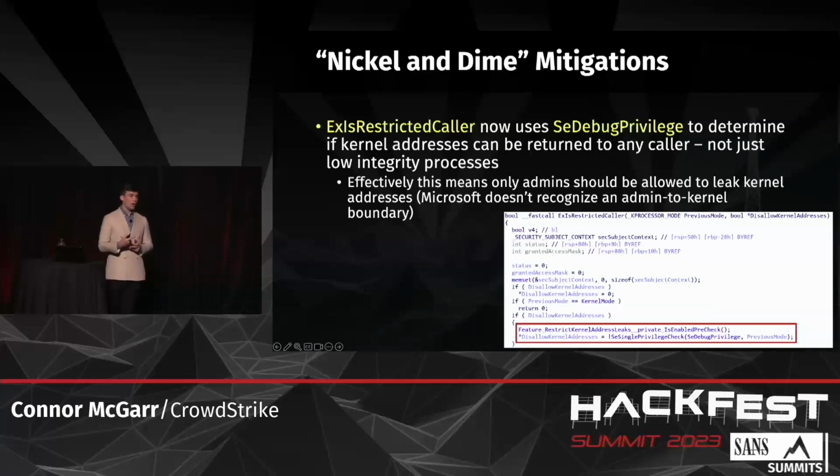Now we build on top of that. We say, hey, if you want kernel addresses into user mode, you effectively need to be an admin now. And what they actually do is they check if your process has the SeDebugPrivilege enabled. An admin should theoretically be the only type of process to get that privilege into your process. So since Microsoft doesn't recognize an admin to kernel security boundary, they effectively say this is mitigated, because if you're trying to leak kernel addresses, well, you already need to be an admin. If you're already an admin, you've effectively escalated privileges already.